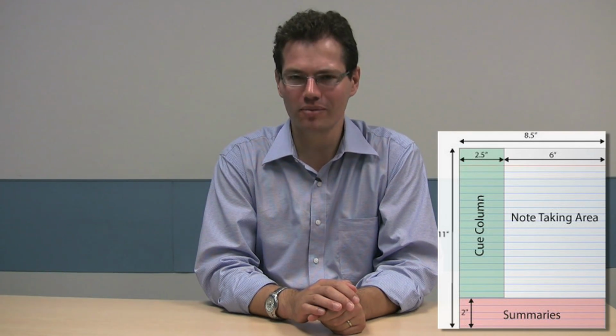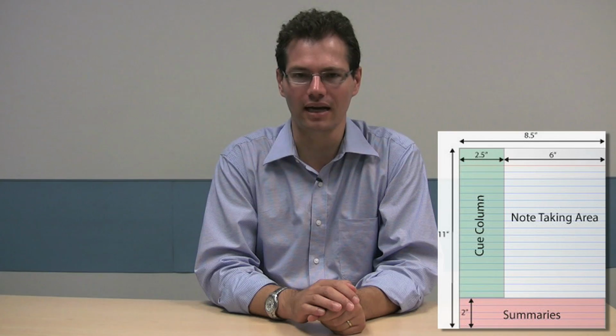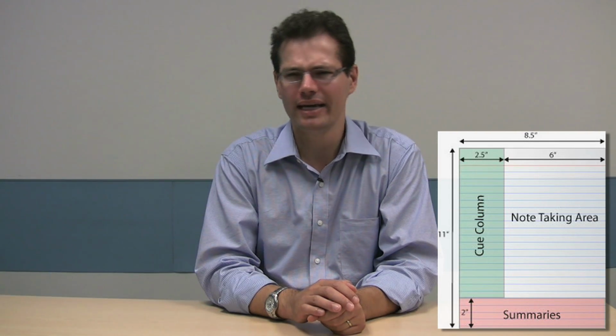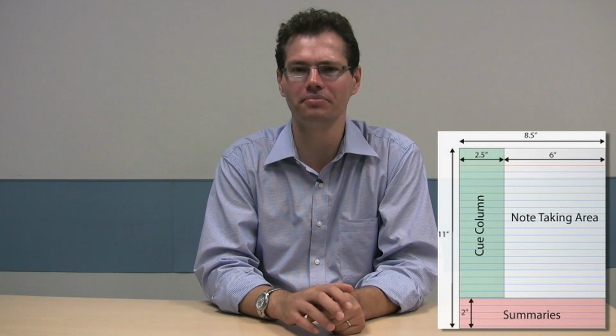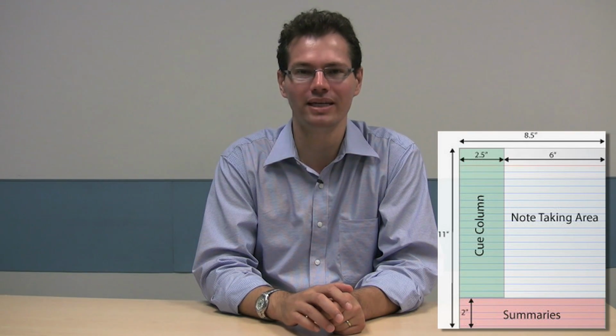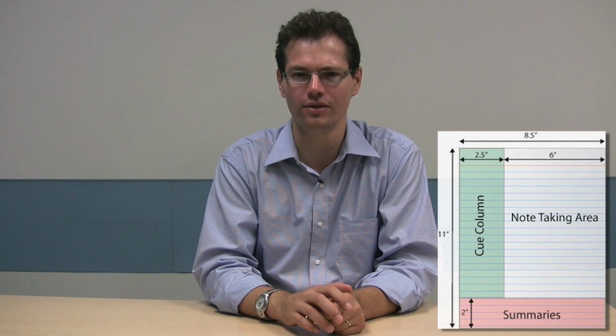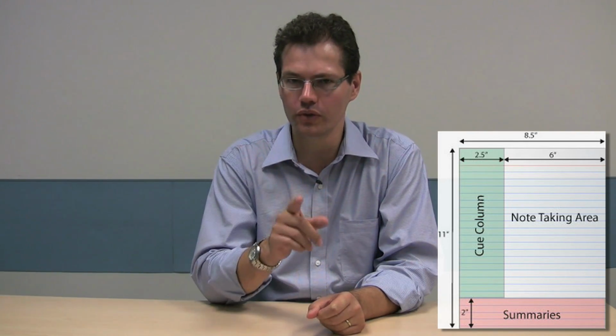Section 3 is the summary area, which is completed after class, when you review your notes. It should be 2 inches high at the bottom of the page. Here, you write main ideas for quick reference to summarize the notes on the page. When you review, use this section to reinforce concepts and provide an overview.